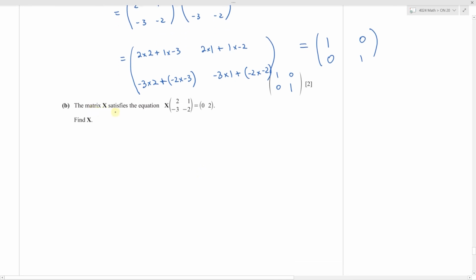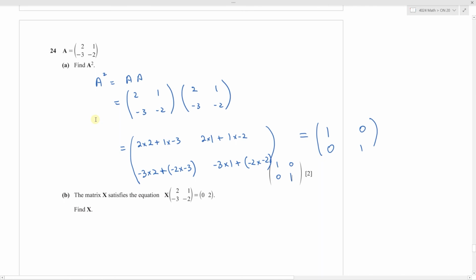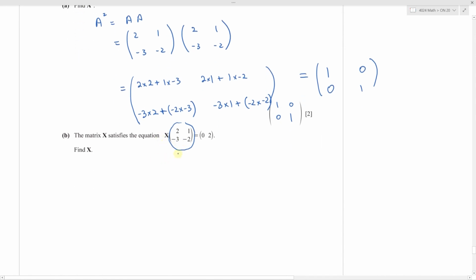Part B: the matrix X satisfies this equation. X multiplied by this matrix is equal to 0, 2. Find X. So if you look at this matrix, it's the same as A given in the question. So this is actually A. So X times A is 0, 2. So to find X, I will multiply with A inverse on both sides.